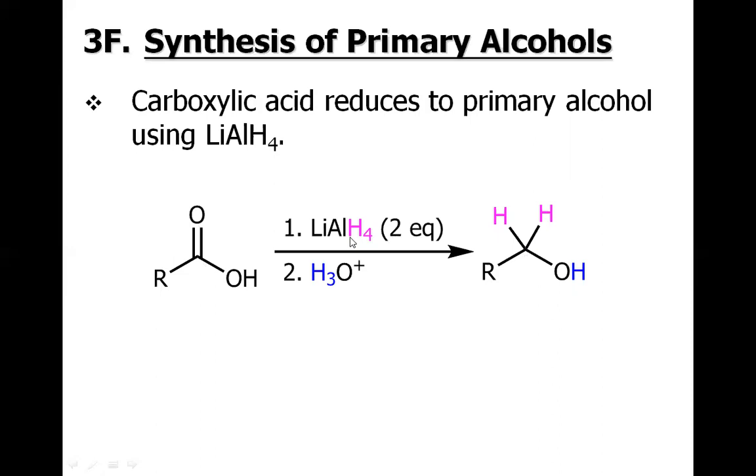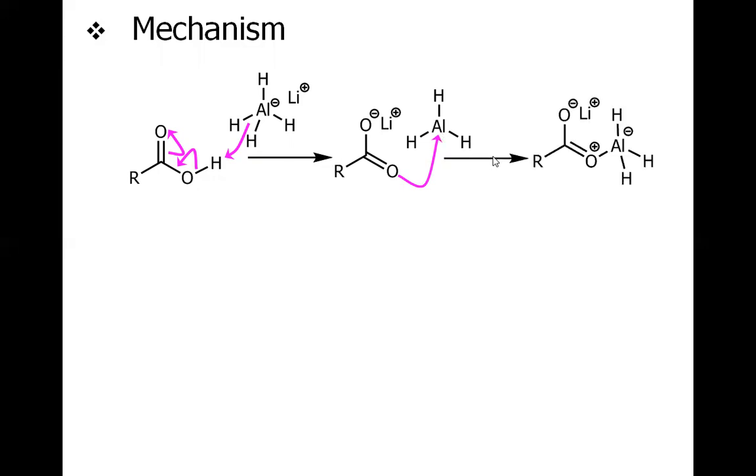The first equivalent of lithium aluminum hydride will simply serve as a base to deprotonate this carboxylic acid to give the carboxylate salt. Here you could see in the mechanism, the first step is the attack of the hydride on the acidic proton to give this carboxylate salt. Then, before the second mole, we first have the complexation step. This oxyanion will complex with aluminum trihydride to form this complex, and then the second hydride transfers to this carbon to form this intermediate.